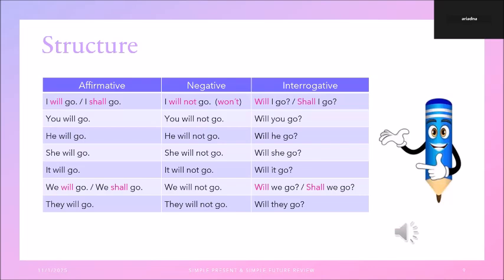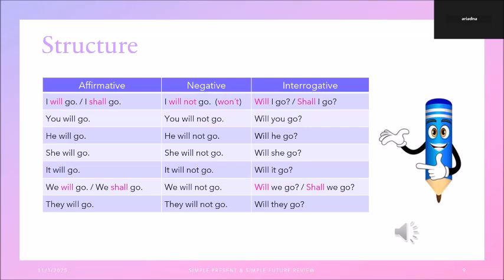Let's look at the structure and formula of the simple future tense. First, take a look at the formula to find out how the simple future tense works. Remember, the simple future tense is composed of these parts: subject plus will or shall plus the infinitive without to plus the rest of the sentence.